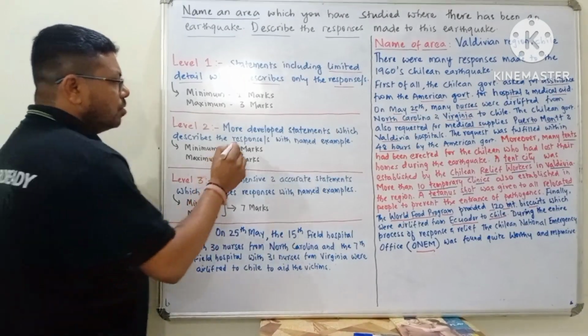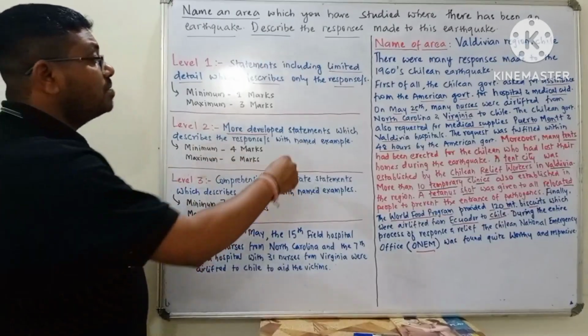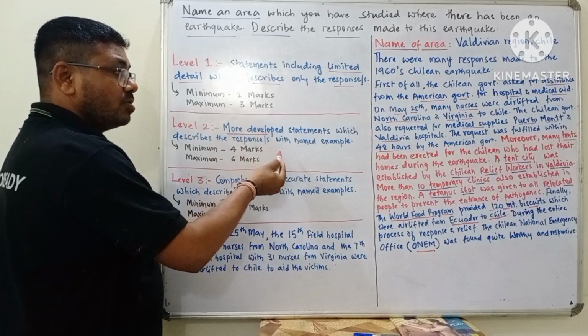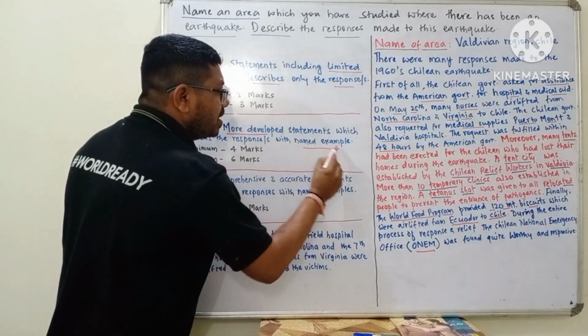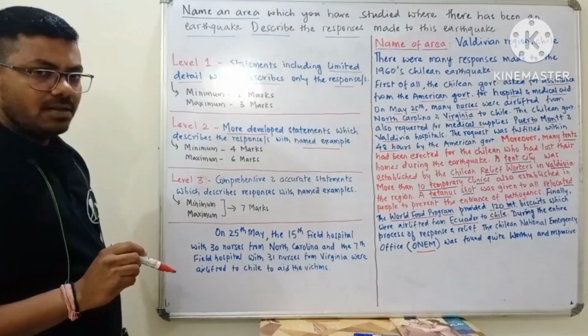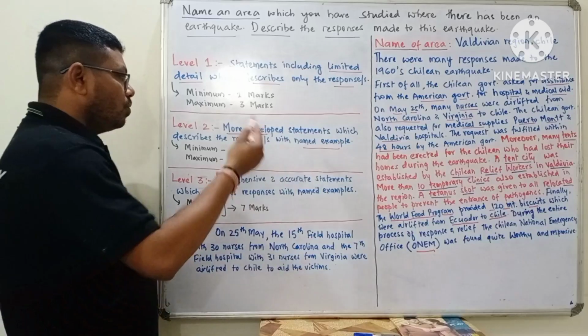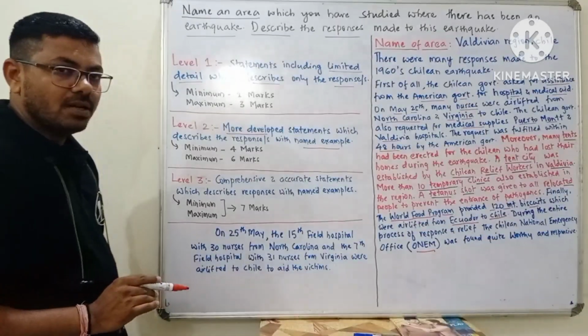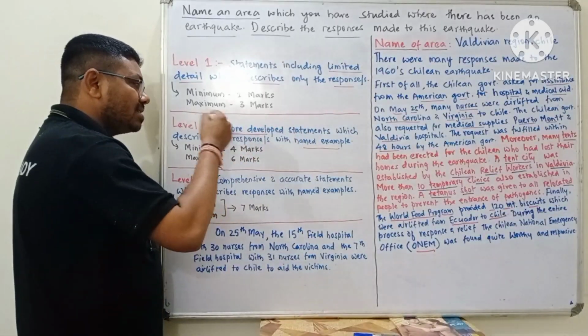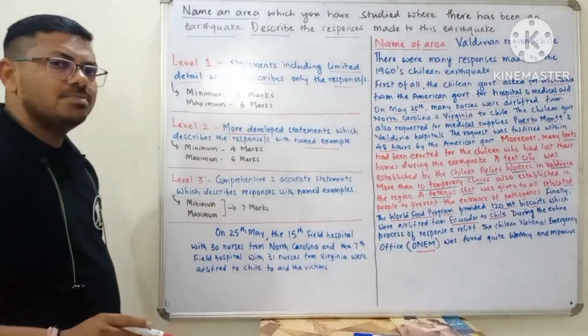Level 2 says more developed statements which describe the responses with named examples. Now see the difference here: in level 1, only limited detail. In level 2, more developed statements with named examples. Now if somebody is writing the answer with this idea, then a student can score a minimum of 4 marks or a maximum of 6 marks.